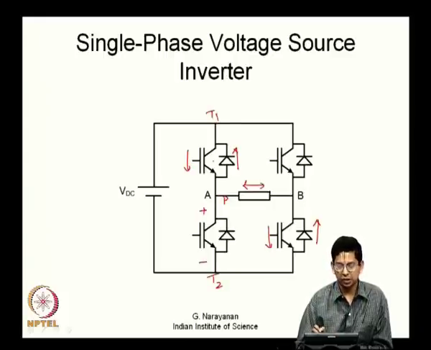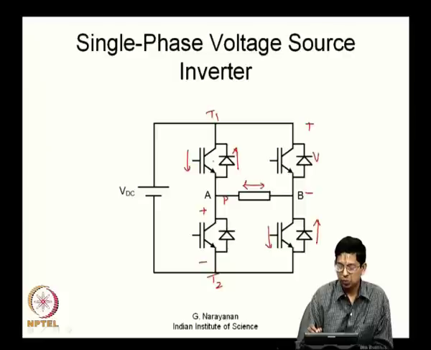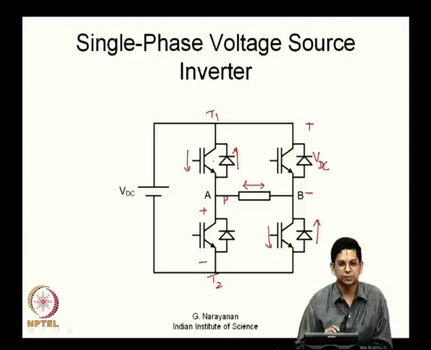Similarly, what happens here? This has been conducting. Therefore, B is at negative potential and this is at positive potential. This is blocking a potential like this. This is one of the states, let us say when the output voltage is equal to plus VDC. Since this is connected here, the load is like this. A is connected to the positive bus, B is connected to the negative bus and you have plus VDC applied here. Now, let us look at a scenario where minus VDC is applied.